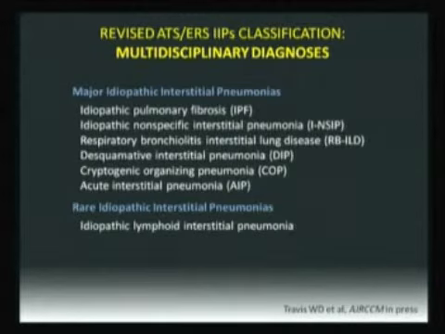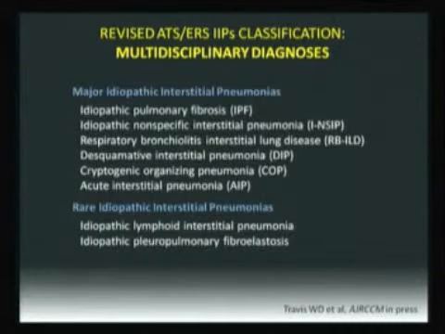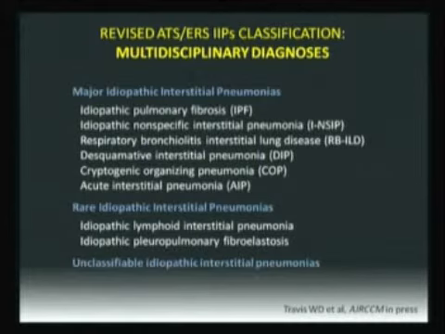Then you have idiopathic lymphoid interstitial pneumonia, idiopathic pulmonary fibroelastosis, new entity, described first in Japan, but now becoming more and more recognized. And then, this is a major advancement, I think. You have some IIP which are unclassifiable after lung biopsy.